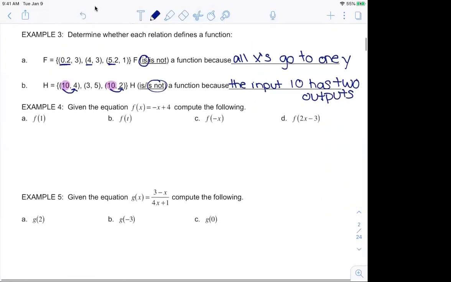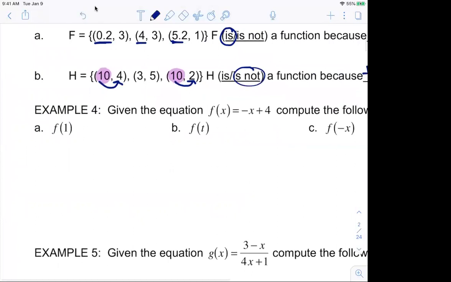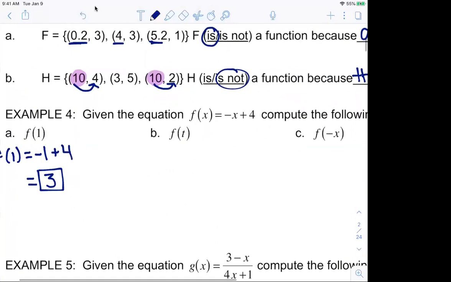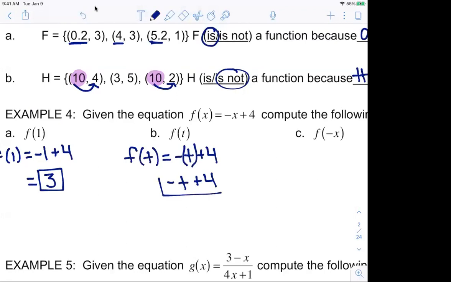All right, computing the following. So these are definitely things that you have done before. I'm going to do a little bit of it, and then you're going to do a little bit of it. So obviously plugging in a number. If we plug in f of 1, you're plugging 1 in wherever there is an x. So that's going to be -1 plus 4, which is going to give us 3. That's my answer. If we plug in a variable, you should be able to plug in a variable. So that would give us -t plus 4. And you can put arrows or parentheses around your input if you want, but it's not going to change it. That simplifies to just -t plus 4.